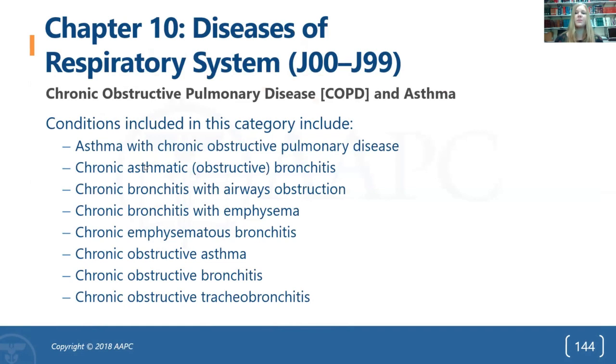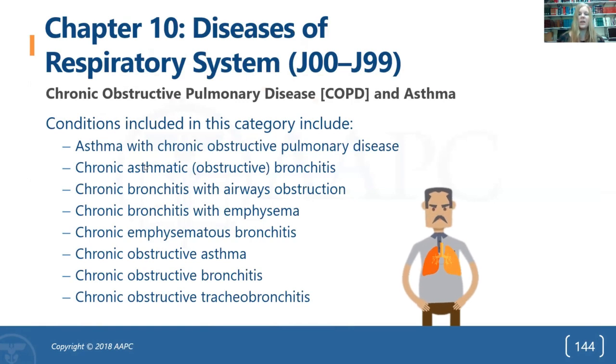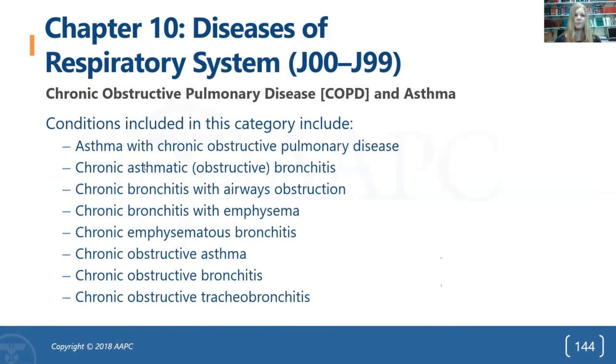COPD, or chronic obstructive pulmonary disease, is an umbrella term used to describe progressive lung diseases, including emphysema, chronic bronchitis, refractory asthma, and some forms of bronchiectasis. The disease is characterized by increasing breathlessness. COPD is often a mix of chronic bronchitis and emphysema and gets worse over time. Conditions found in categories for COPD include asthma with COPD and chronic conditions.